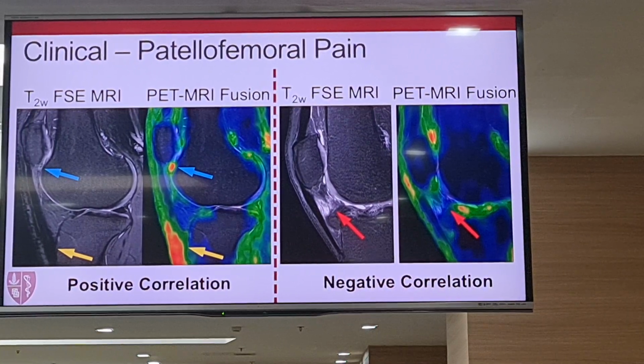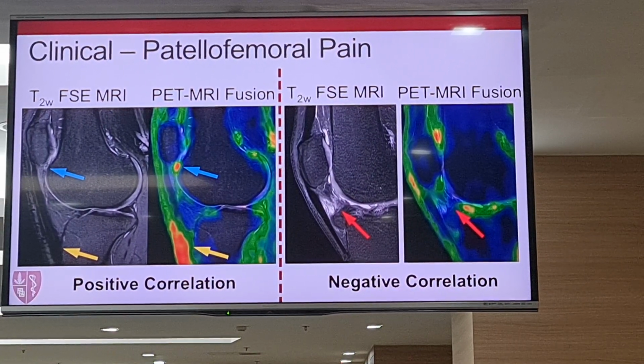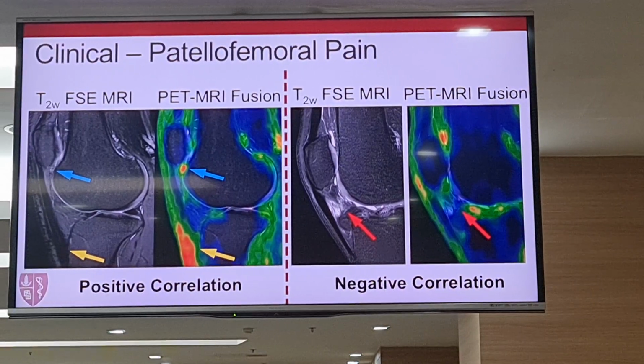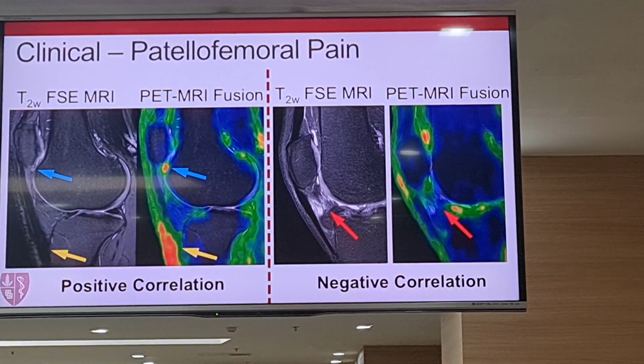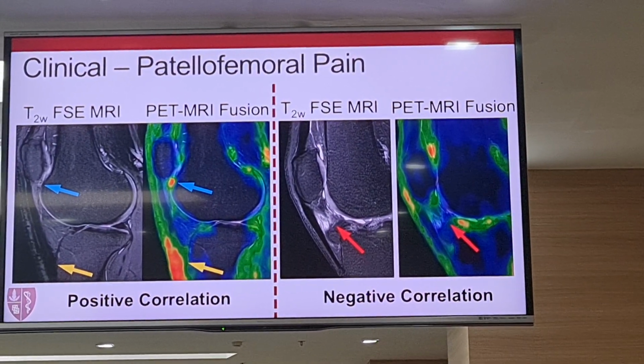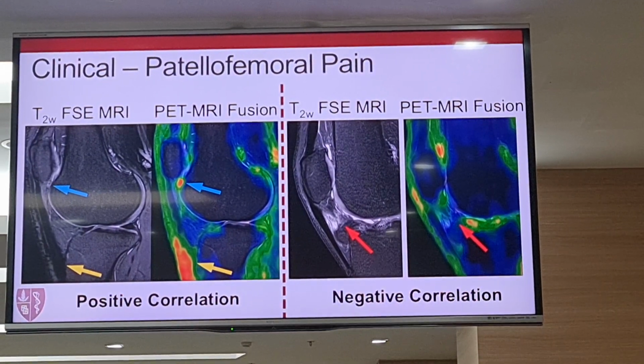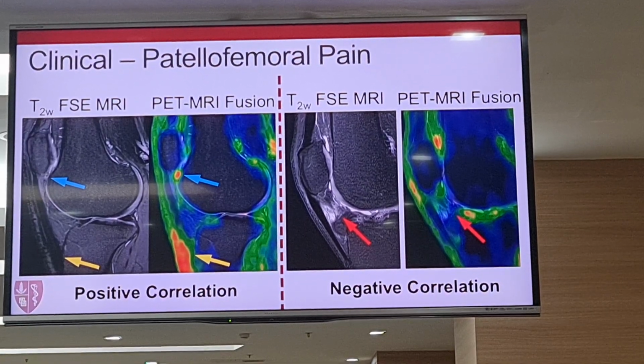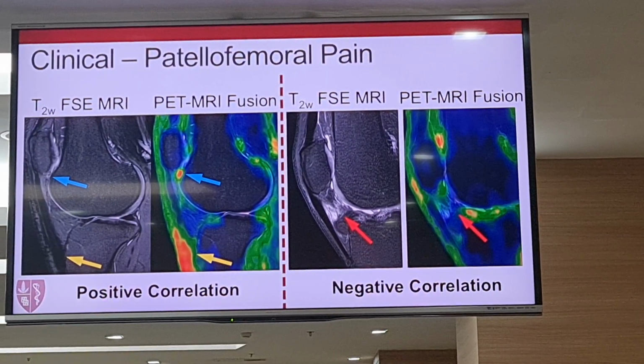Here's a negative correlation where this person had multiple arthroscopies that have gone and cleaned out his Hoffa's fat pad, and so he wanted to do it again, but in fact, the lack of uptake on FDG suggested that this is just fibrosis and not the source of this person's pain.